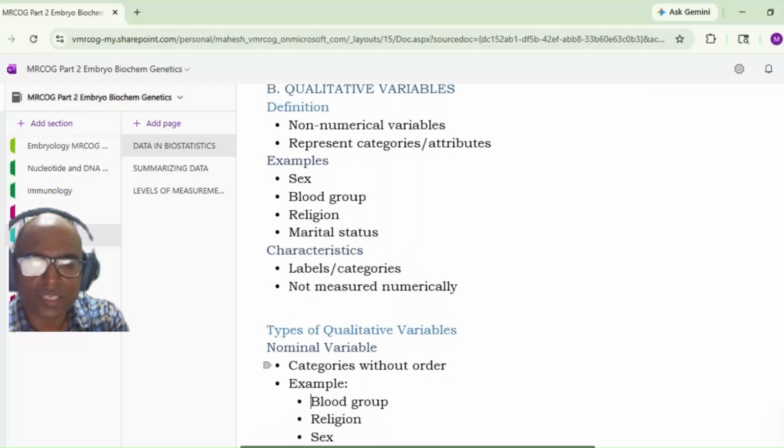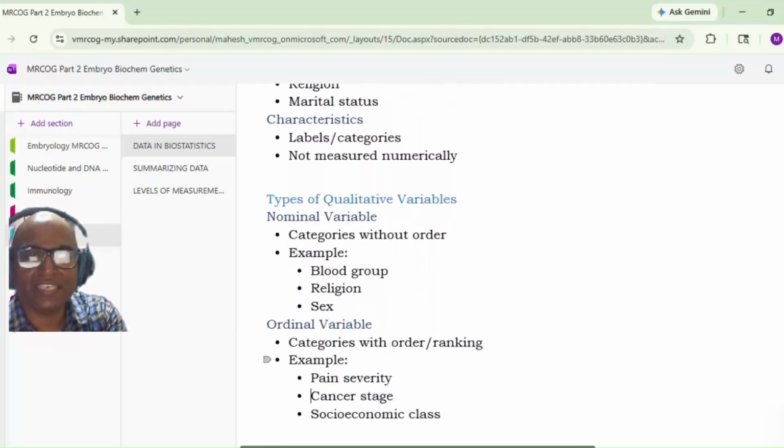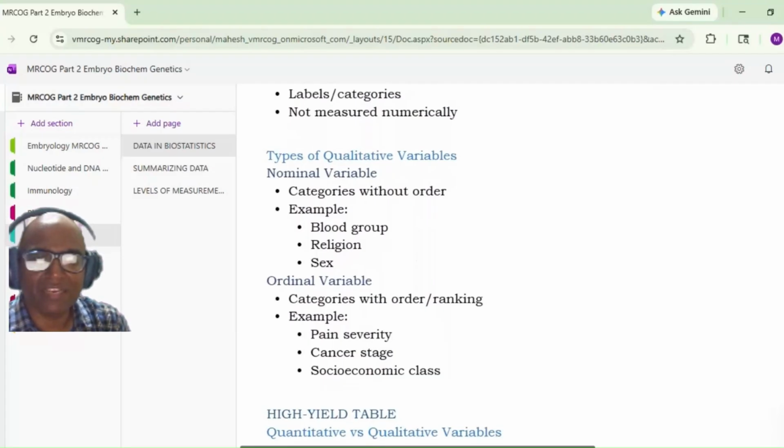Okay. Now, what are the types of qualitative variables? These qualitative variables may be nominal variable or ordinal variable. Now, in nominal variable, there are categories, but there is no further order within that category. For example, blood group, religion, sex, male, female, etc. So there are different categories, but within that category there is no further order.